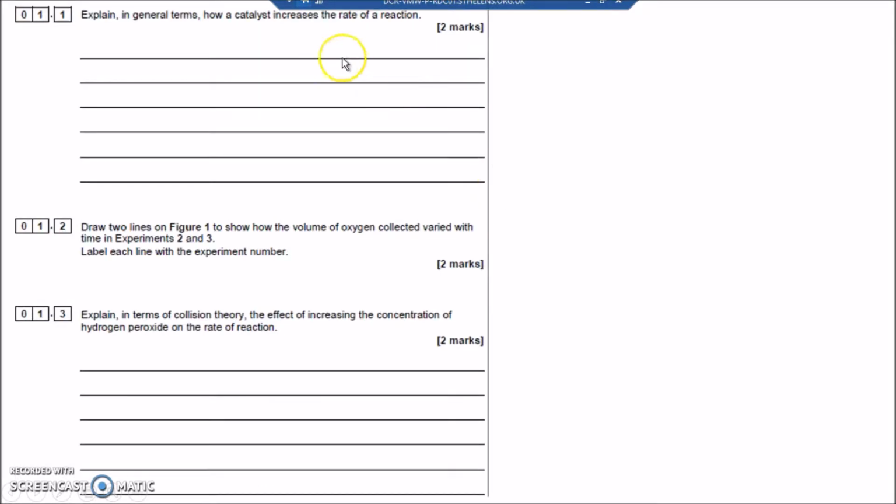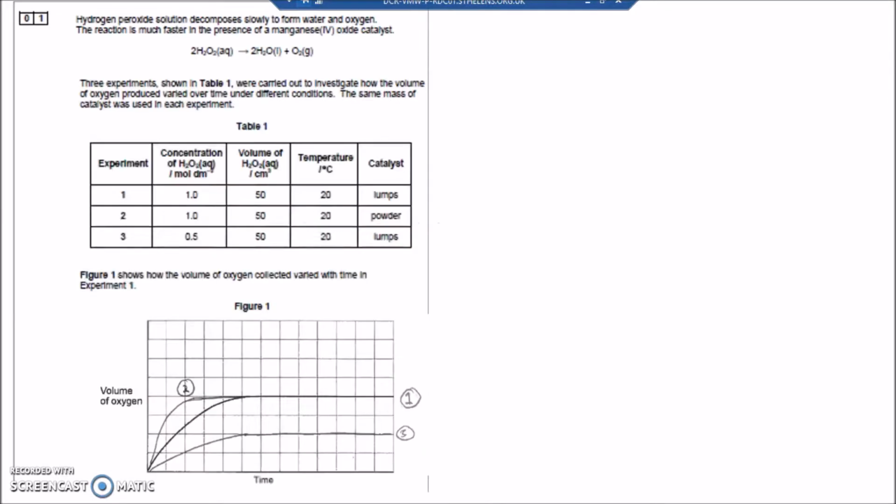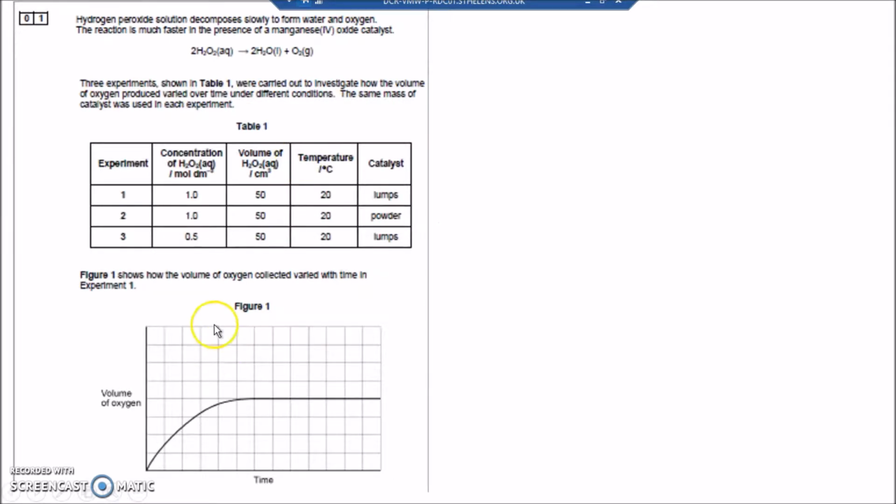Explain in general terms how a catalyst increases the rate of the reaction. It provides an alternate route to the reaction, and in doing so lowers the activation energy. Label a line on each experiment number. So what have I got here? I've got the initial one for experiment number 1.